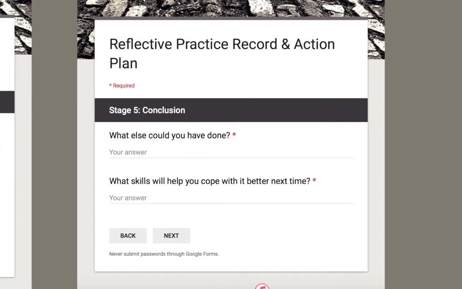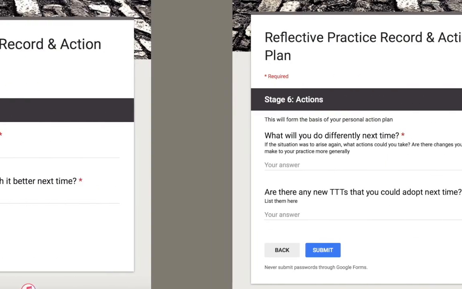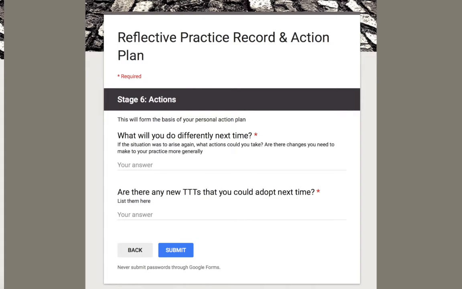The fifth stage, conclusion. I've asked myself to look at what else I could have done, but I've also added to that what skills I may develop that would help me to cope with it better next time. And I think that's important to separate out. That again, it's prompting me to learn.